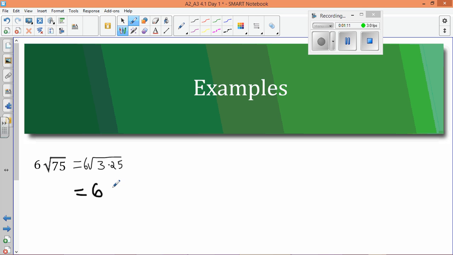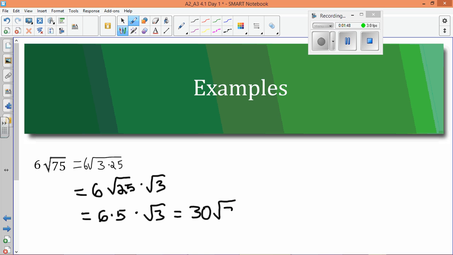okay, so I'm keeping my 6 still, and I'm splitting up the 3 and the 25 into two separate radicals. I'll put the 25 first just because now I know for sure that that is going to simplify into an integer, even though I had it as 3 times 25 up top. So this simplifies to 6 times 5, which is what the square root of 25 turned into once we evaluate it, the principal square root, times the square root of 3. So what is 6 times 5? 30. And final result, 30 root 3.